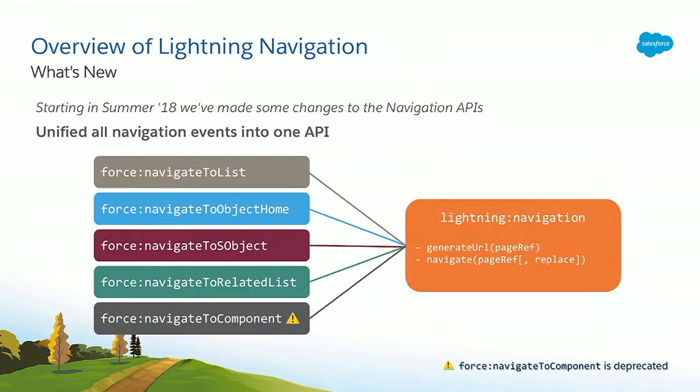In Lightning Navigation, we have two methods. Generate URL takes in a page reference and returns a promise that will resolve with the URL that that page reference maps to. And there's navigate, which takes in a page reference and an optional Boolean parameter for history replacement. And this is something you can use for various scenarios like redirection and other cases where you don't want to clutter up the history.